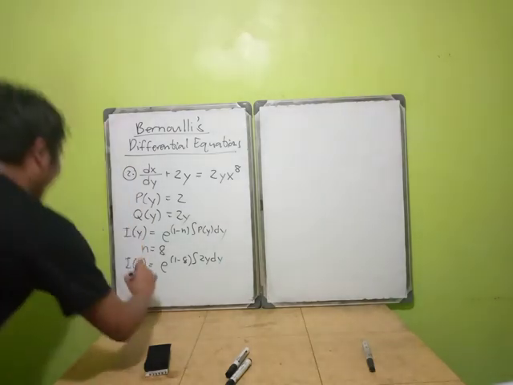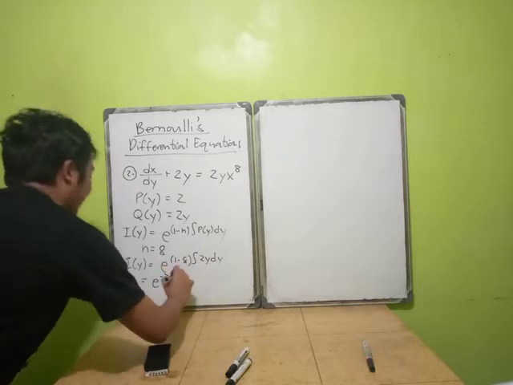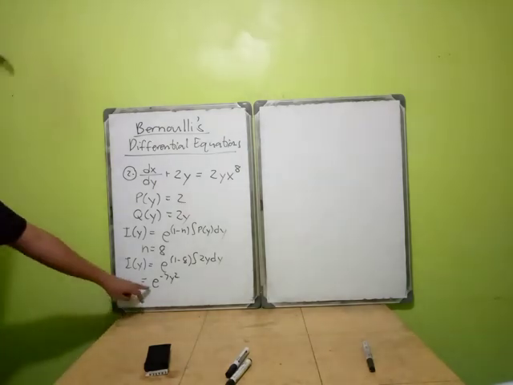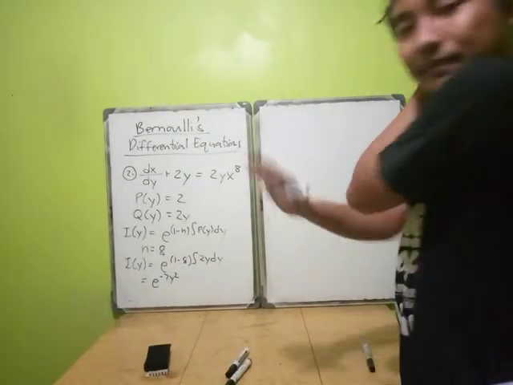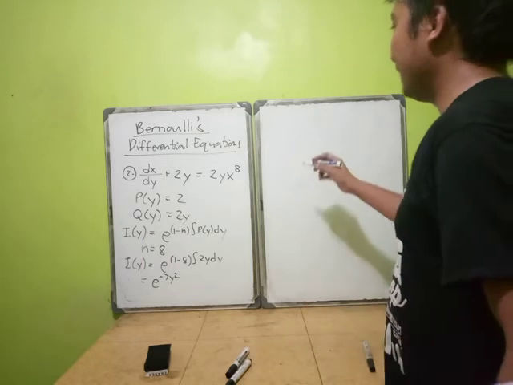So what will happen? It becomes e to the negative 7, this is y squared. So our integrating factor is e to the negative 7 y squared. Okay? So, it's easy. We have obtained IY. So, what else will we do?